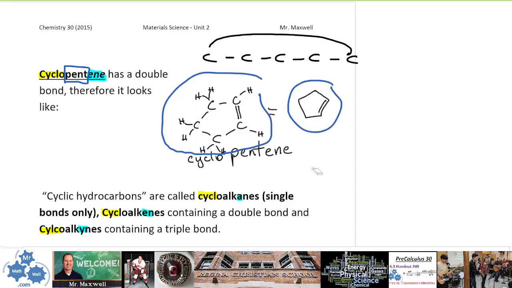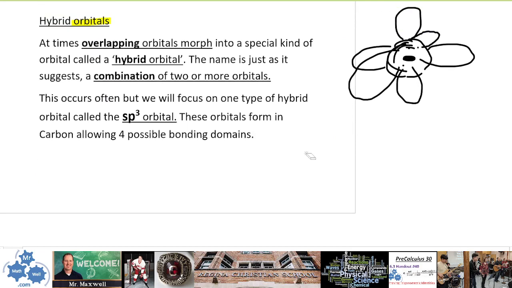Okay, so hybrid orbitals. At times, overlapping orbitals morph into a special kind of orbital called a hybrid orbital. Morbital. It's very sad and deathly. The name is just as it suggests. It's a combination of two or more orbitals, okay? Hybrid. This occurs often, but we will focus on one type of hybrid orbital called the sp3 orbital. Wow. You thought there was just s's and p's. Nope. There's an sp3 orbital too.